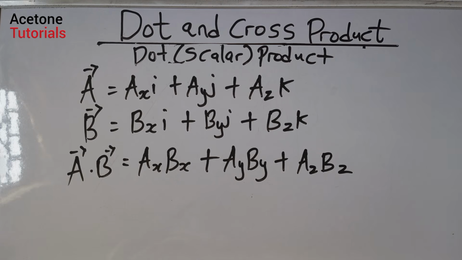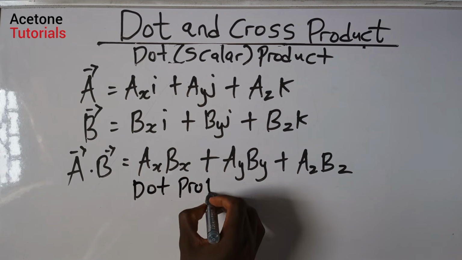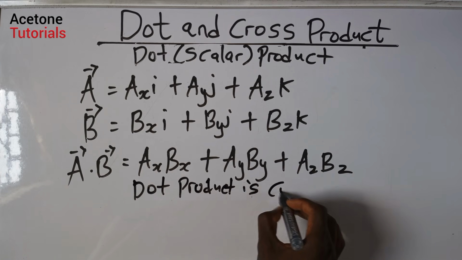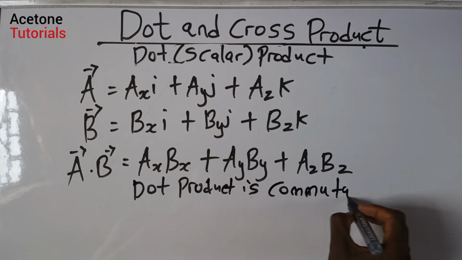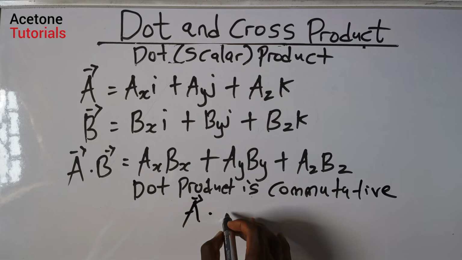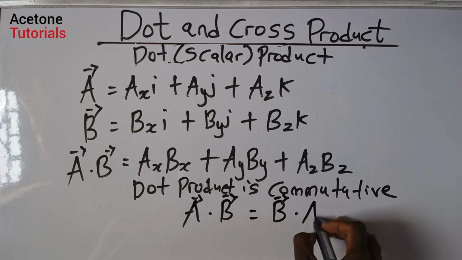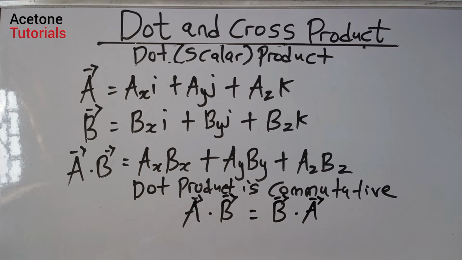Another important thing to know about the dot product is that it is commutative. The meaning of this is that A dot B is equal to B dot A. So that is correct for the dot product. A dot B is equal to B dot A. So the dot product is commutative.